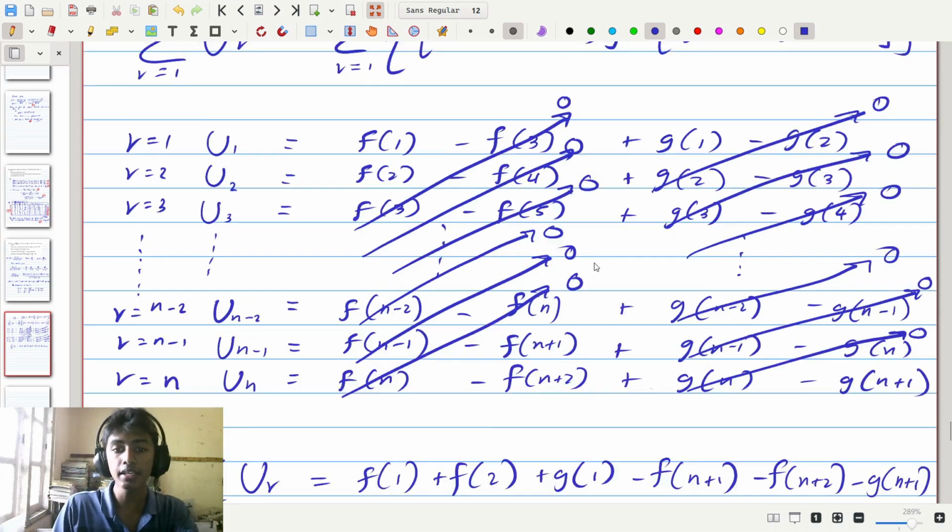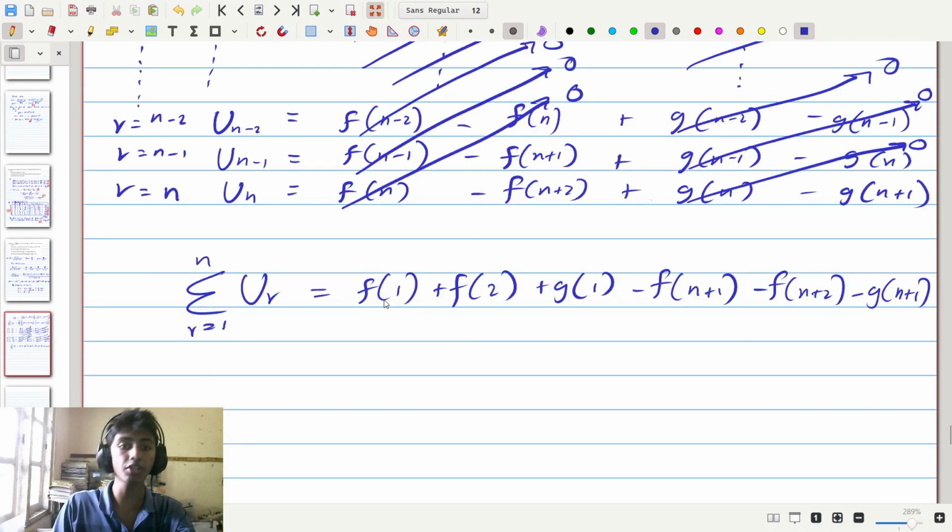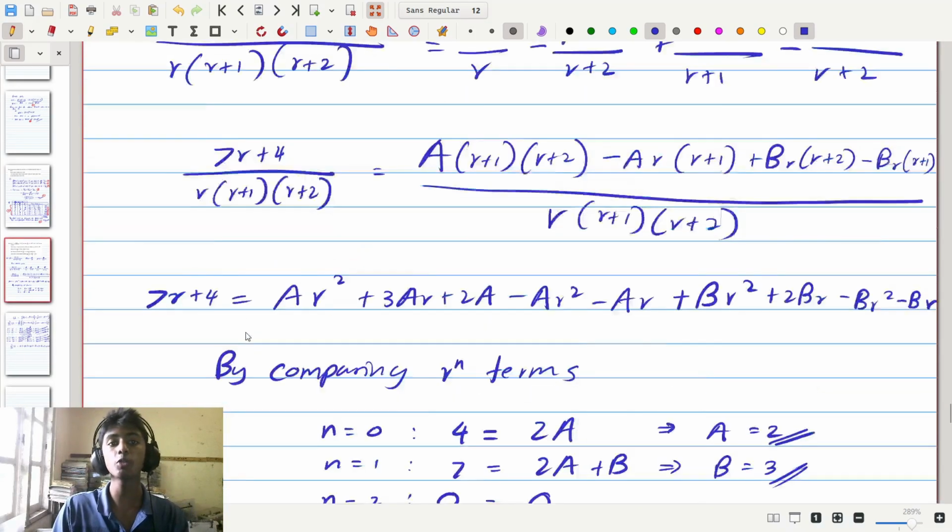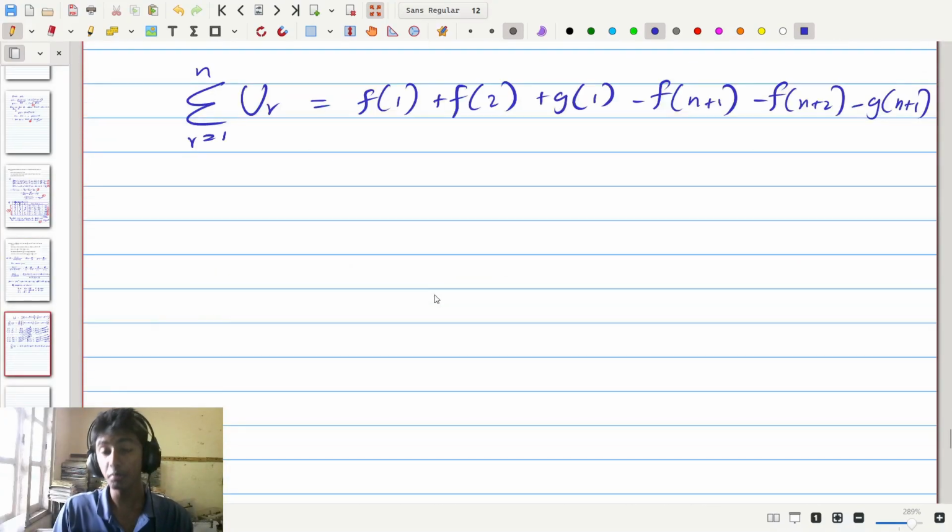Now finally, if we substitute these in, if we substitute f of 1, f of 2, and g of 1, and then minus f of n plus 1, minus f of n plus 2, and minus g of n plus 1, we're going to have the final answer for the sum from r equals 1 up to n of u of r, and it's going to be exactly the expression that we had up here. So now, in order to substitute, we need to know what f of r is, and what g of r is.